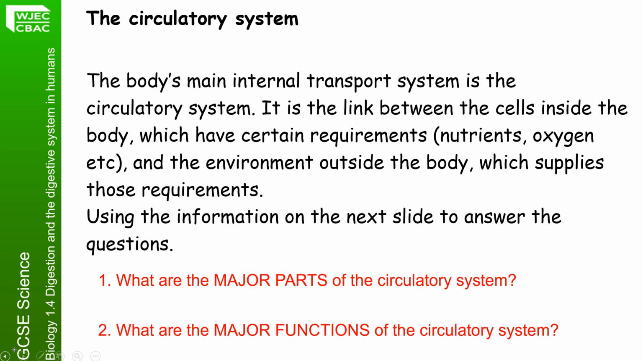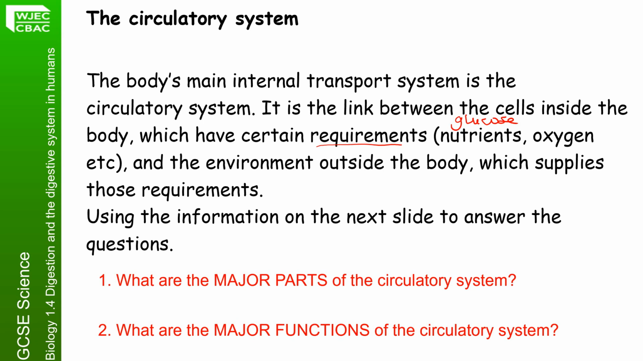So it is the link between the cells inside the body, which have certain requirements, what they need. They need nutrients like glucose and oxygen and water, and the environment outside the body, which supplies those requirements. Glucose we get from eating food, from digesting it. It gets into our bloodstream in our small intestines, where the substances will diffuse across and get absorbed into the blood. The oxygen passes into our bloodstream in our lungs, in those little alveoli that we looked at in the unit on respiration and the respiratory system.